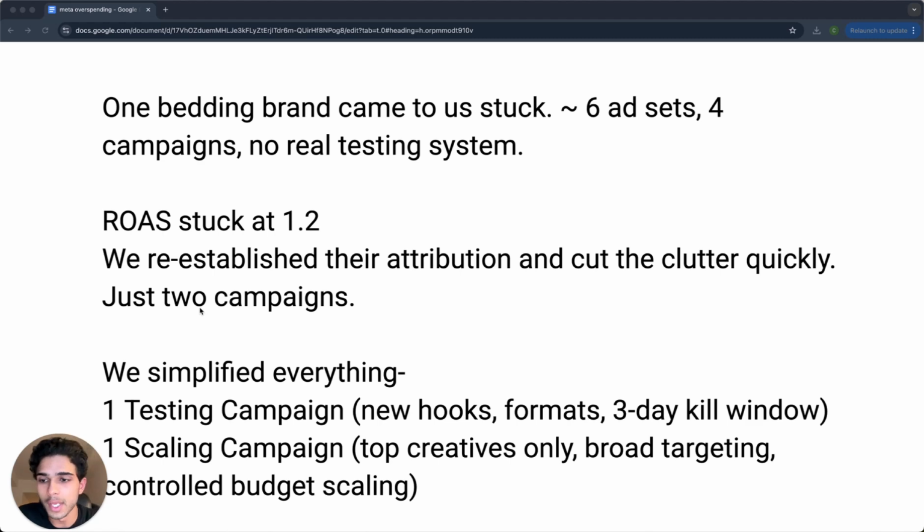So the betting brand, they came to us stuck. They had 6 ad sets, nothing crazy, but the problem was they were scaling far too fast. They had no attribution set up. They were not able to tell how many sales were coming from which set of customers, and they had no real testing system. So people see that they get some results from an ad set, they shut everything else down, try to double the budget, and they realize that that wasn't actually where the results were coming from. And now they're back to square one.